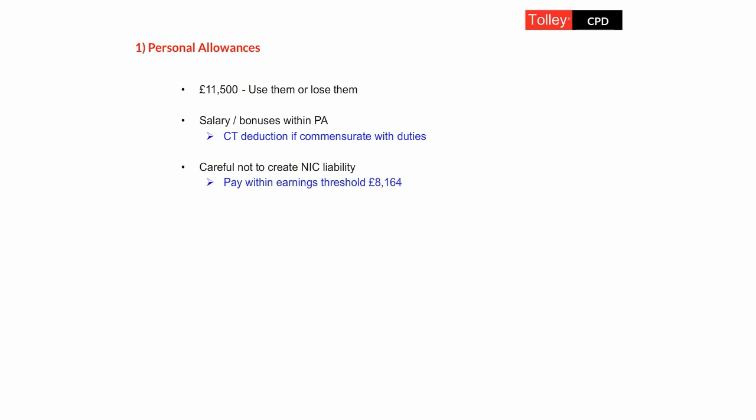The national insurance kicks in at £8,164. So we are creating some liability to national insurance, but possibly only employee's national insurance, because if the company hasn't utilised the whole of their employer's £3,000 allowance, then we may well not pay the employer's national insurance. But we obviously got to pay attention to that national insurance implication.